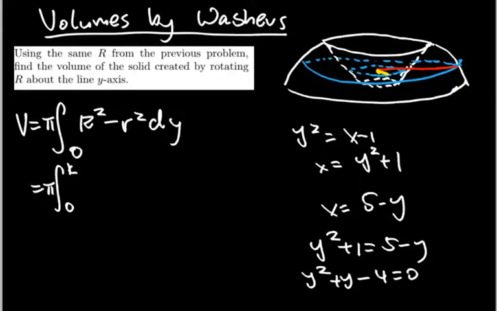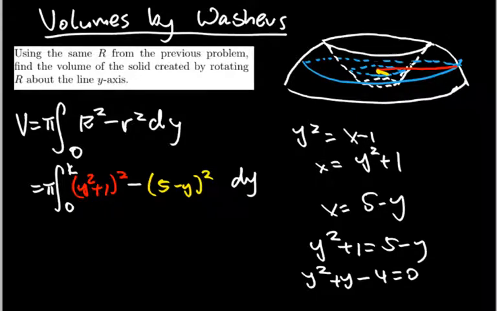So we get, let's see, where is it? There it is. So x equals that. So y squared plus 1, quantity squared, minus 5 minus y, quantity squared, dy. So this thing is the whole big R squared minus small r squared thing. So we got that.